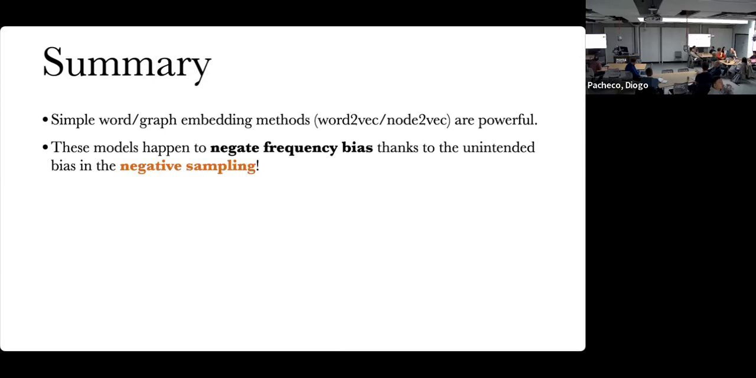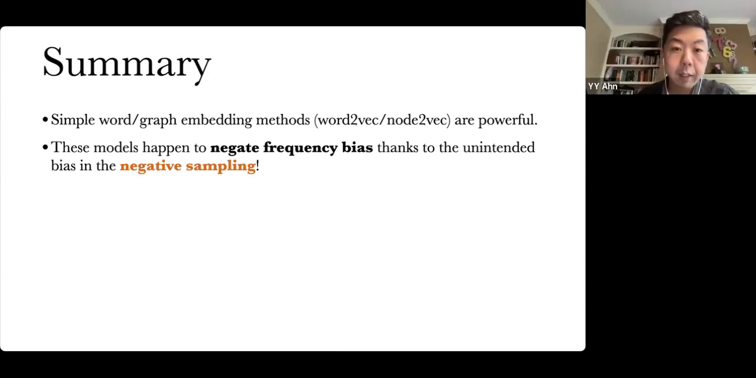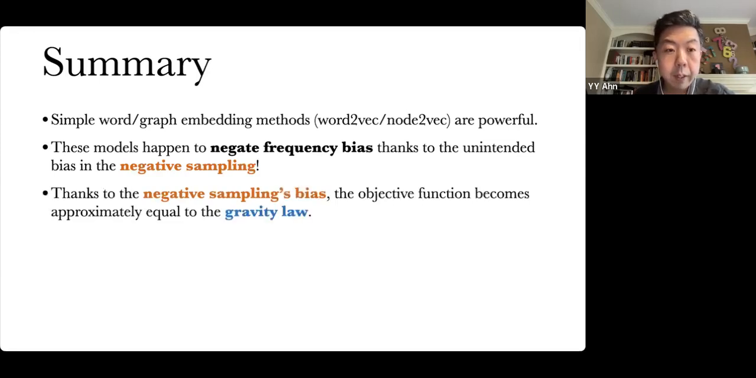And this all boiled down to this kind of bias that has not been really acknowledged before in negative sampling, but in a really nice coincidence, that bias happened to correct other harmful biases, like random walk biases, and it led to something equivalent to the gravity law, and that allows us to interpret the space in a much more grounded way using physics essentially.